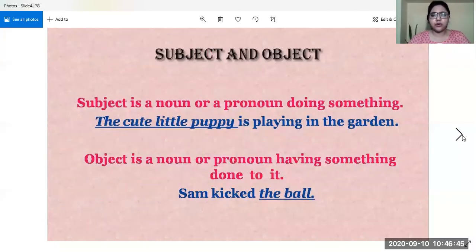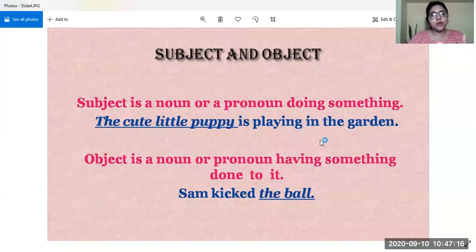As you very well know, a subject is a noun or a pronoun doing something, which is performing the action. Suppose you are given a sentence, then the noun or the pronoun which is performing some action is known as the subject. You people already know that. So, the cute little puppy is playing in the garden. Who is playing in the garden? The cute little puppy. So the cute little puppy is doing something. It is playing in the garden. So this becomes the subject.